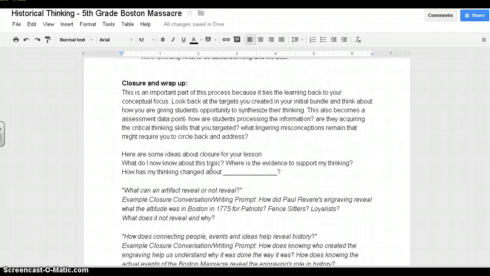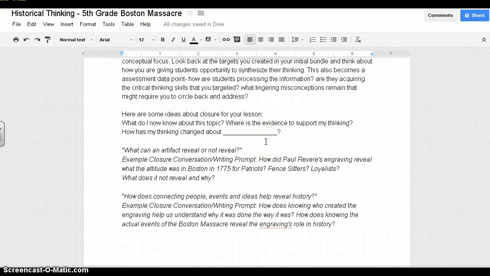And then for a closure and wrap up, you want to make sure that you go back to your essential questions, and you're asking students the questions that you wanted them to get from the beginning. And you want to know how these students are processing the information. So this is good assessment data for you on the spot. Are they acquiring the critical thinking skills that you targeted? And what lingering misconceptions remain that might require you to circle back and address? So again, deciding what to teach the next day based on what this lesson is telling you.